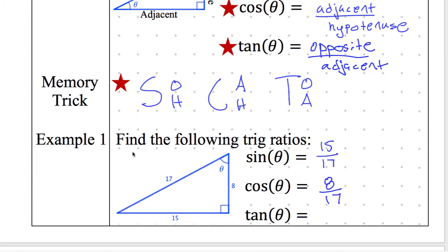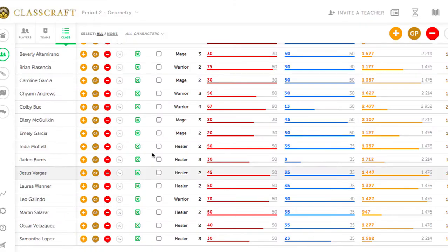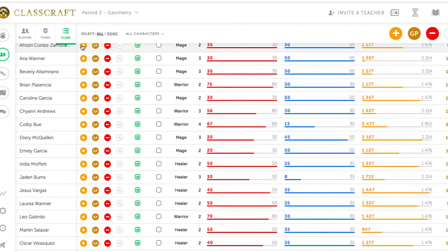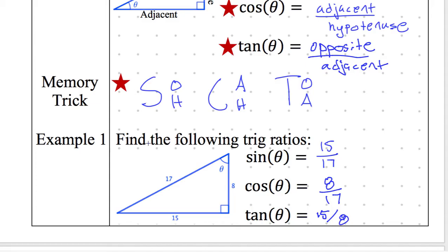And finally, tangent is what? Go for it, Etsuri. It is indeed 15 over 8. Thank you, Etsuri.